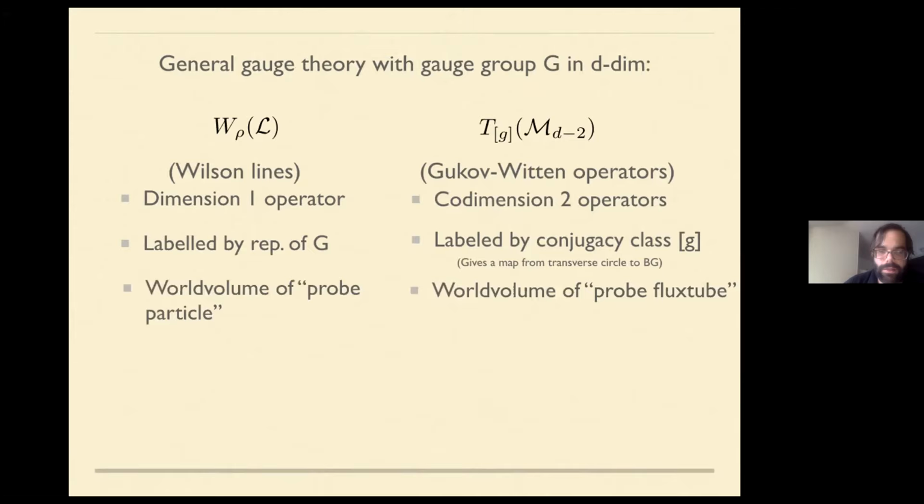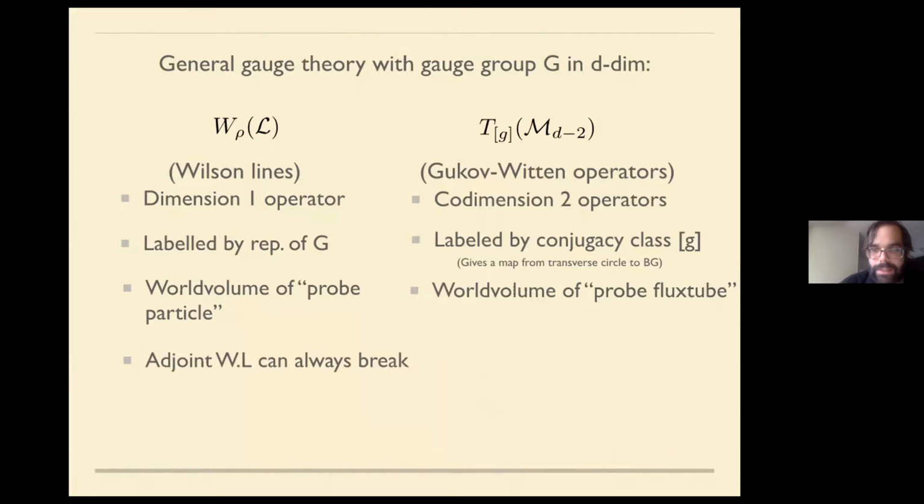Both of them have very physical interpretations. For the Wilson lines, as we discussed, the worldline of a probe particle. And for the Gukov-Witten operators, you can actually think of them as the worldvolume of probe magnetic flux tubes. This is actually an important question. Suppose that an experimentalist colleague of yours tells you that he or she wants to measure correlators of operators in his lab. How would you do it? Well, if you put a Wilson line, you just put a wire with electric charge in it. And to put a Gukov-Witten operator, you would introduce a flux tube, a magnet, which has confined magnetic flux, but still generates a non-trivial holonomy of the gauge field outside of it. So that's the analogy between these two things.